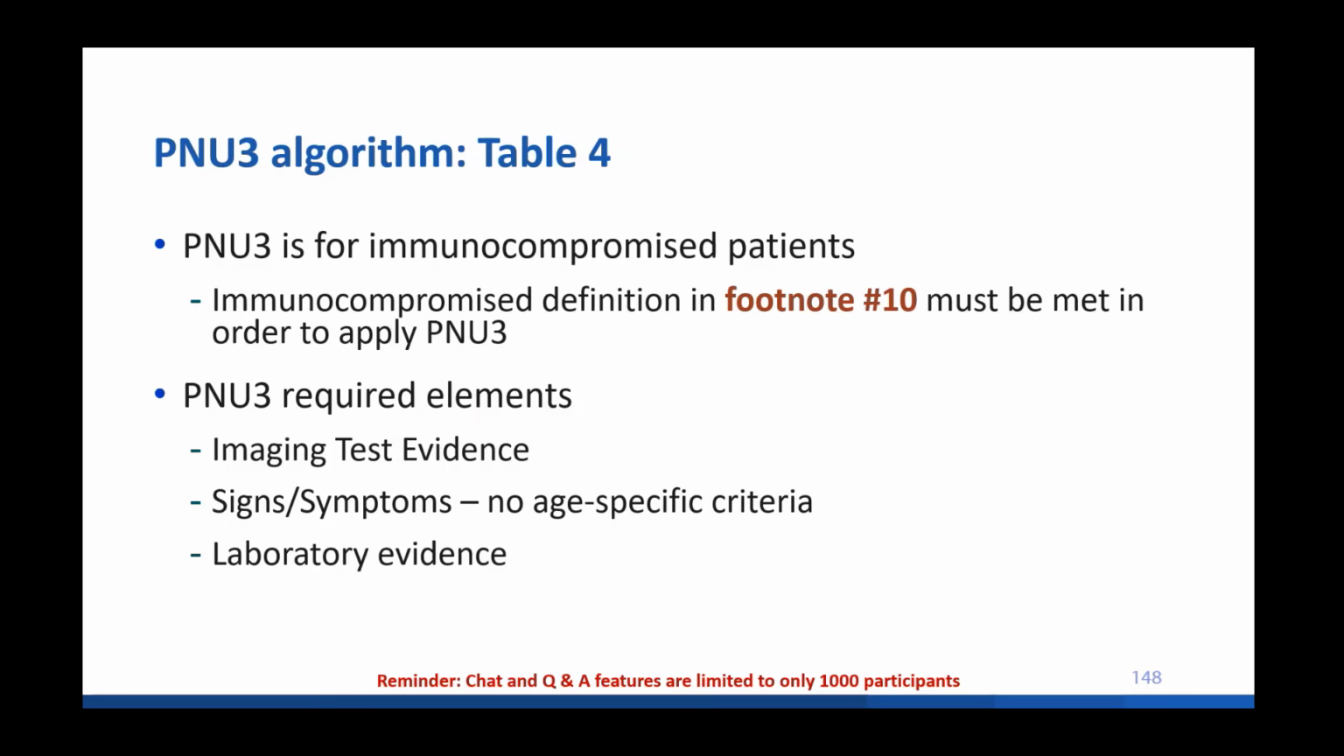Pneumonia 3 is located in Table 4, and it can only be applied to patients who meet the pneumonia immunocompromised definition in footnote number 10 in the pneumonia protocol, and we'll cover this later in the presentation. Required elements in the infection window period are imaging test evidence of pneumonia, signs and symptoms, and laboratory evidence as defined in the laboratory column of the algorithm. And additionally, the patient must meet the pneumonia immunocompromised definition in footnote number 10 in order to apply the pneumonia 3 algorithm.